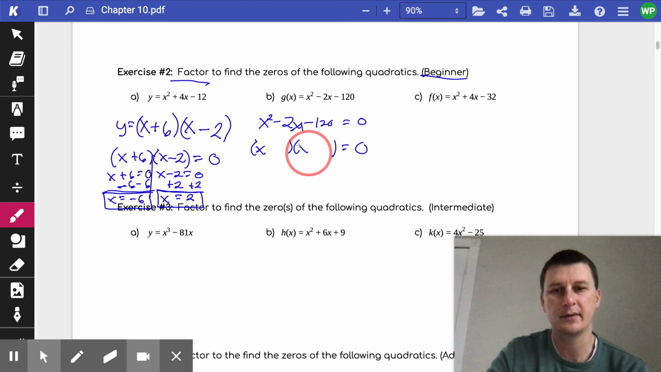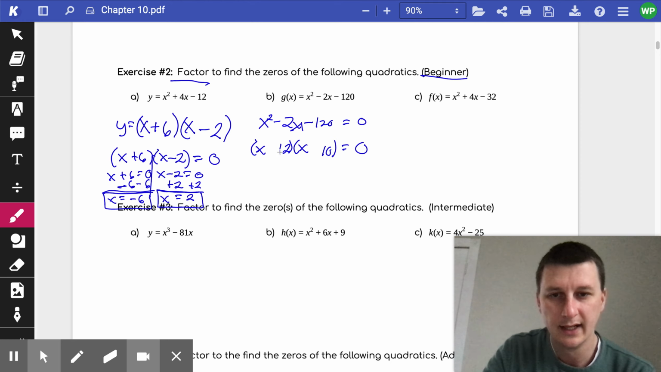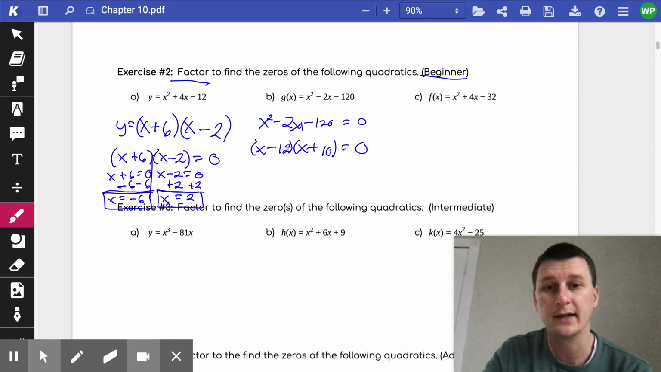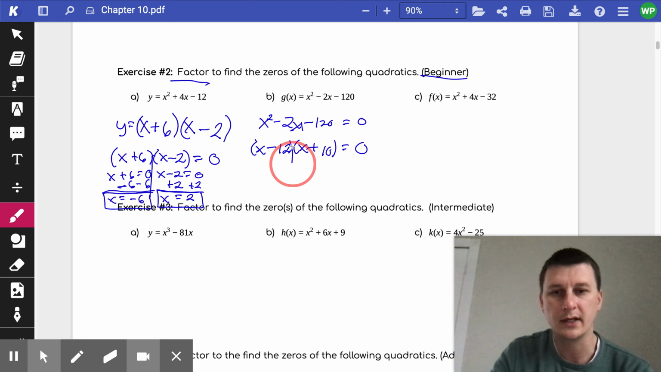So let's start off with our parentheses x and x, because x times x gives us x squared. And then the first two numbers, how about 12 and 10? It looks like I could get a 2 from a 12 and a 10. This time the 12 is going to have to be negative and the 10 positive, because negative 12 times 10 will be negative 120, and negative 12 plus 10 will be negative 2. So after I get my two factors, then what I want to do is I want to set each one of those factors equal to 0.